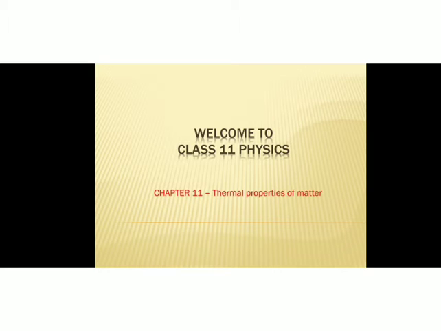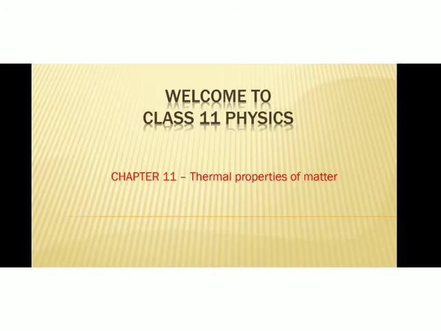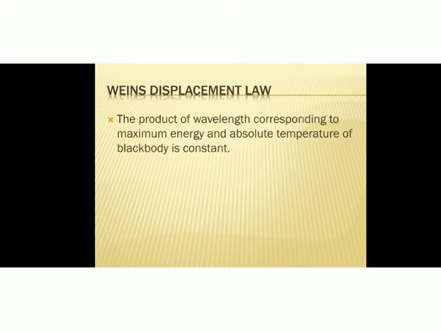Today let's discuss the remaining concepts of this chapter, thermal properties of matter. So first we are going to discuss Wien's displacement law. What do you mean by Wien's displacement law? The product of wavelength corresponding to maximum energy and absolute temperature of a black body is constant. That is Wien's displacement law.